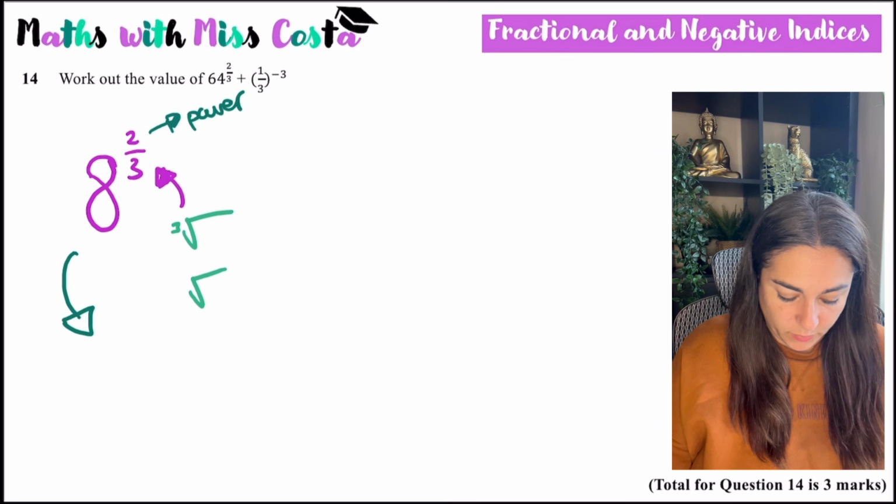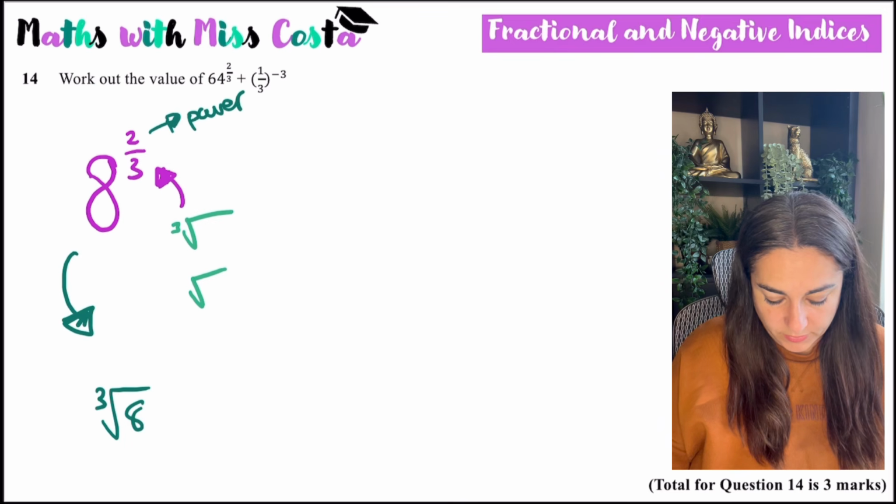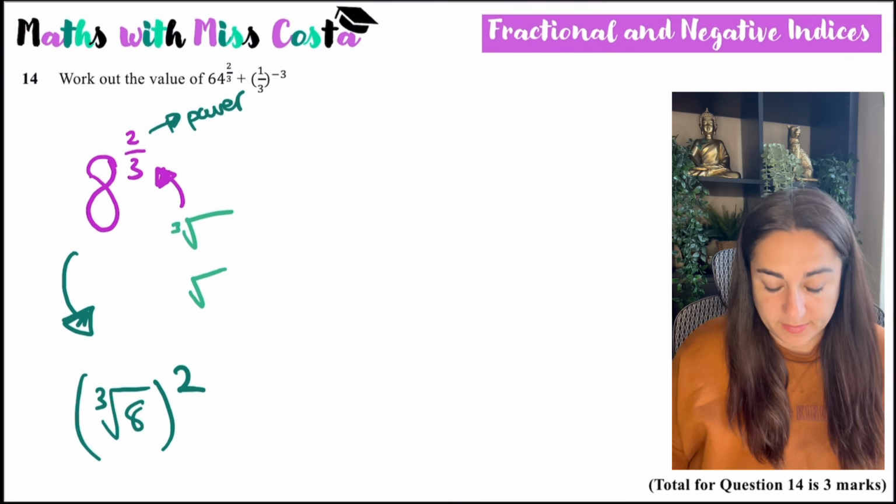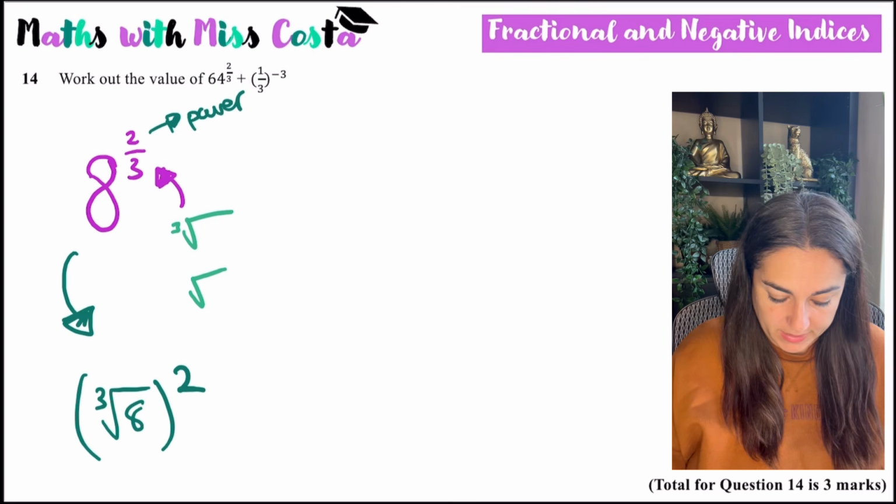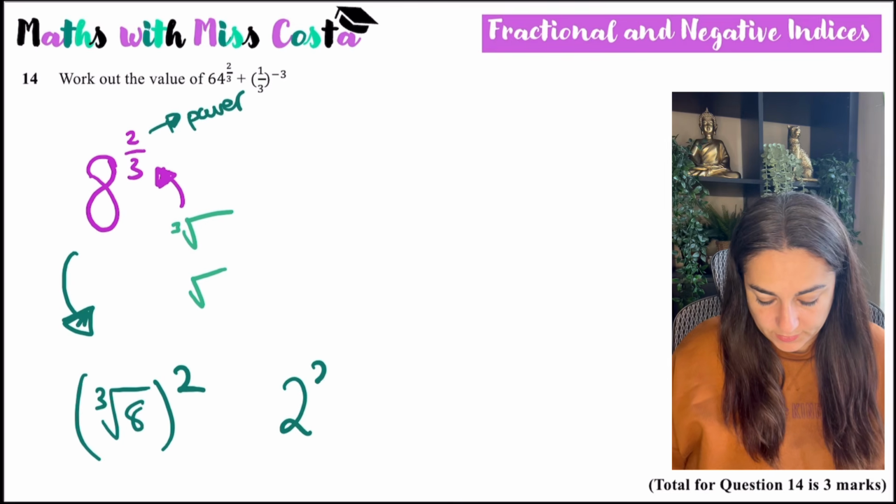So for example, we'd rewrite this as the cube root of 8, then taken to the power of 2. So you can do it bit by bit. The cube root of 8 is 2, so that would be 2 squared, which is 4.